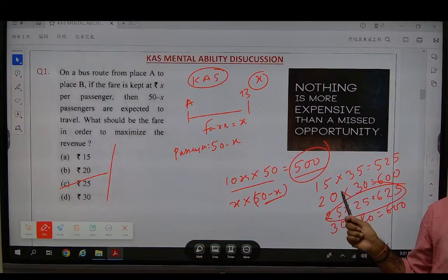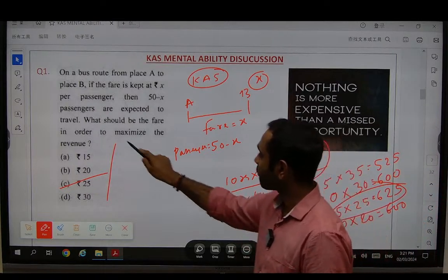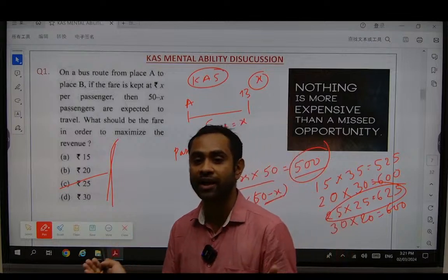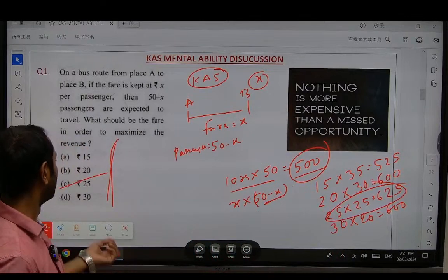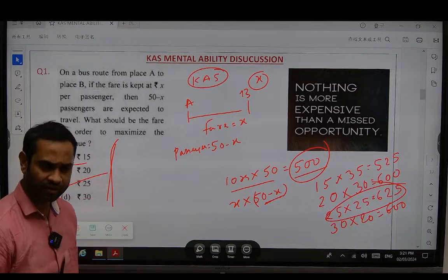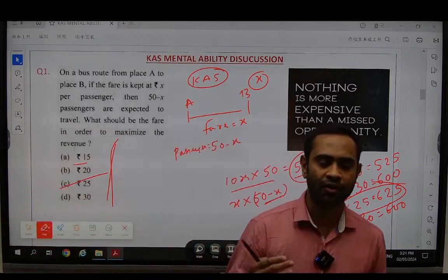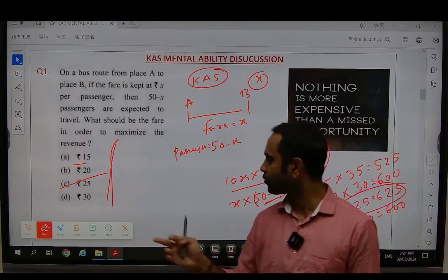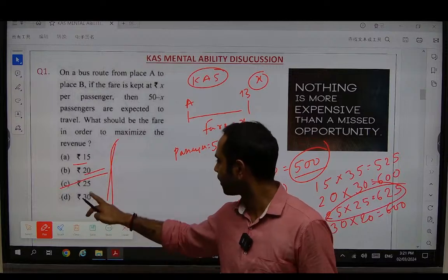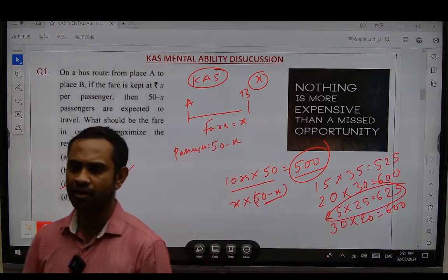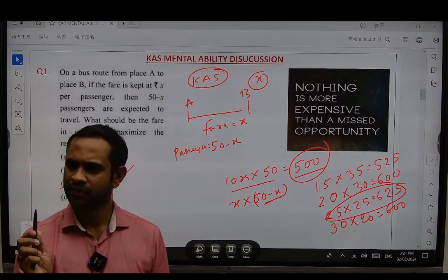You will not be able to solve it in the examination. That's a fact, right? So, sir, 4 options are there. It will take so much time to find out when we will be getting the maximum revenue. No, see, 15 into 35, some kind of calculation, slowly your ability to calculate fast will increase. 15 into 35, 525, 20 into 30, 600, 25 into 25, 625, 30 into 20, 600. All this calculation you don't need pen and paper.